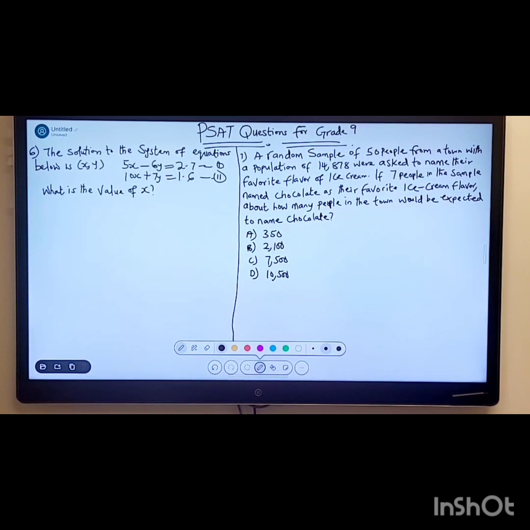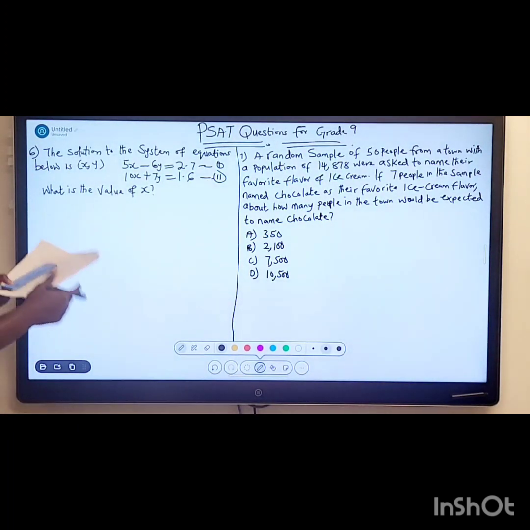Okay, now let's go to question 6. Under this question, you'll be allowed to use your calculator. This is the part of the test where the question was being taken from, so you are going to be allowed to use your calculator.